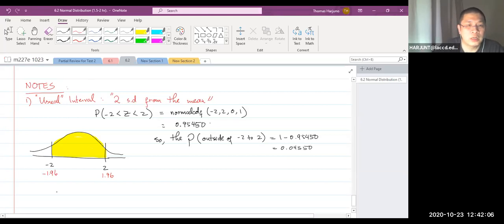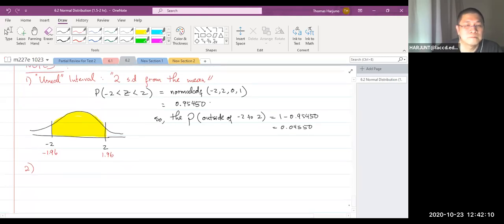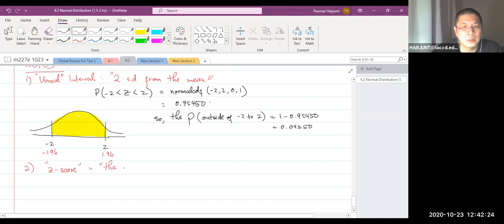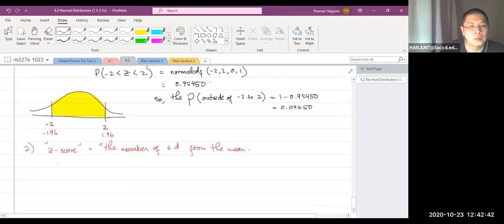Now, implicitly, I already said that the Z-score actually means the number of standard deviations from the mean. Now, suppose for example I have X normally distributed with mean 100 and standard deviation 15. Let's say we find an IQ score, let X equal 125, for example. What is the Z-score?